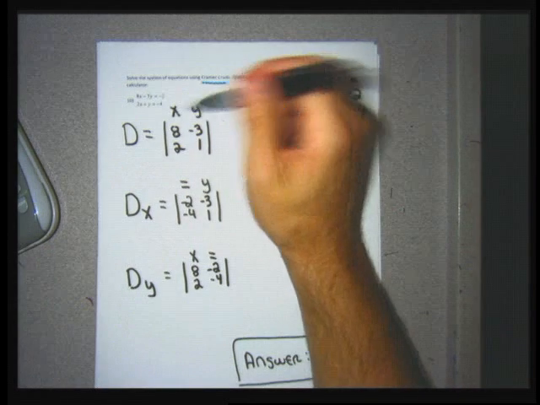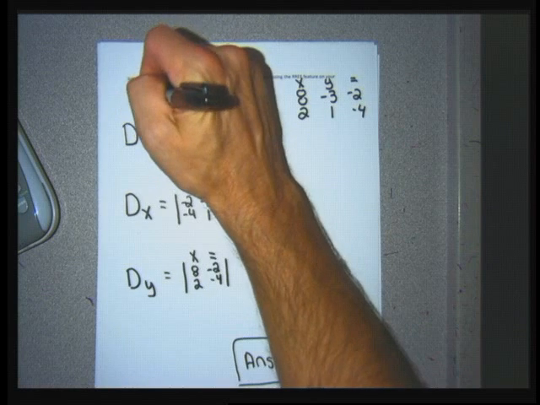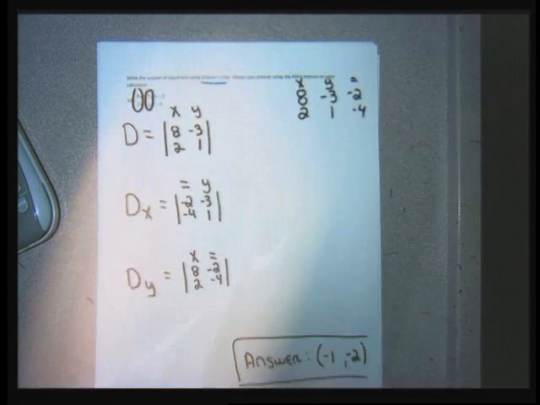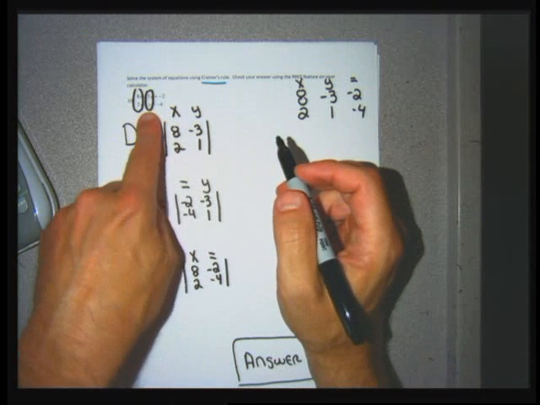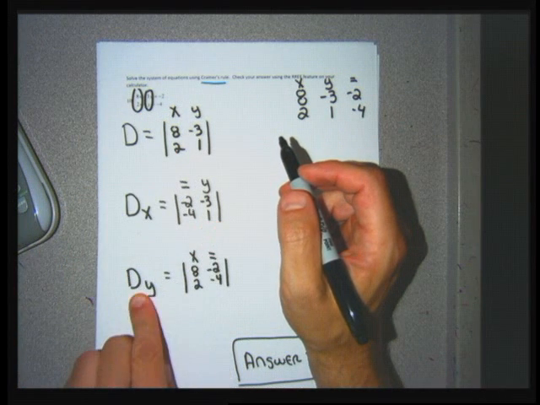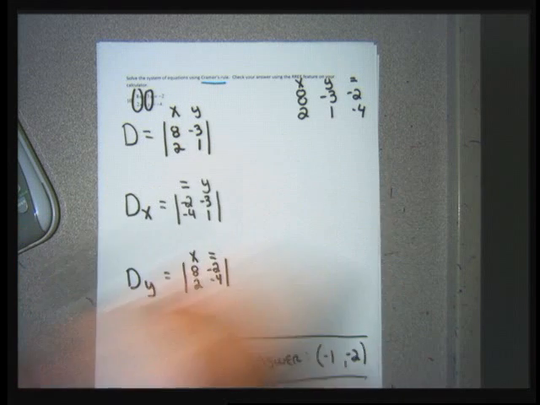So it's important so that you can see how these determinants are set up. The D has the x's and the coefficients of the y's. The D sub x has the coefficient from the equals column and the coefficient from the y's. The D sub y has the coefficient from the x's, then the coefficients from the equals. I'm going to do each one of these determinants.